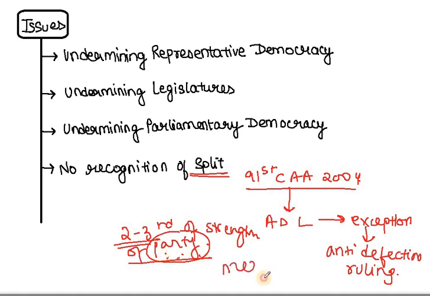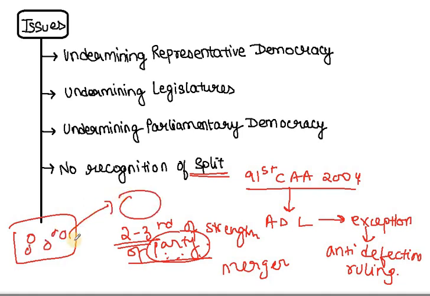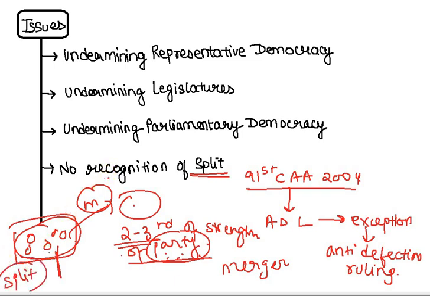It recognizes a merger, that yes, these many people of the party have merged with another party. But it does not say that these people have split the party. When two-thirds of a party goes to another party, they call it a merger. But nowhere in this law is it written that this creates a split in the previous party. Okay? So that was the loophole, and people are using this loophole. Then it undermines the parliamentary democracy.